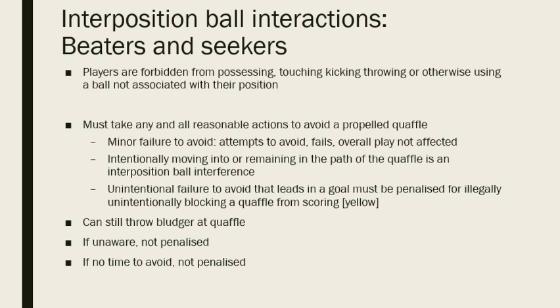So there are three different levels of foul here. There's a minor failure to avoid, which is where you attempt to get out of the way and fail, but overall play is not affected. So you see the ball coming at you, you try and dodge it, you're unsuccessful at that, but then the quaffle just kind of bounces away. That's a minor failure. If you intentionally move into or remain in the path of a quaffle, it is, however, an interposition ball interference. Try saying that 10 times.